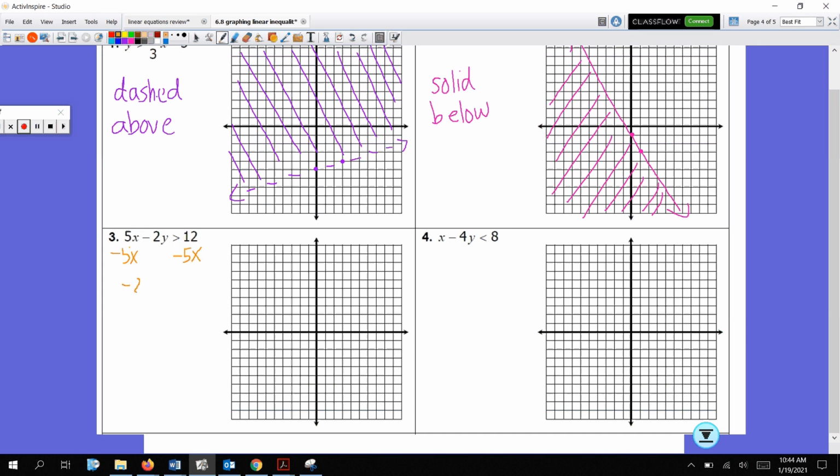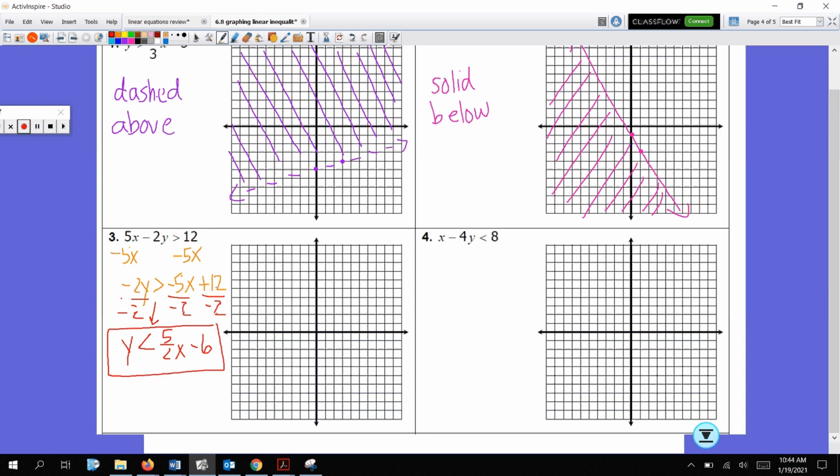And I have -2y is greater than -5x plus 12. Right, we need to get y by itself, so I need to divide, but the problem here is I'm dividing by a negative. Remember to flip that inequality symbol. For some reason I can't draw a 2. Okay, so then I have y is less than, right, don't forget to flip the symbol, 5/2x minus 6, because that's 12 divided by -2.